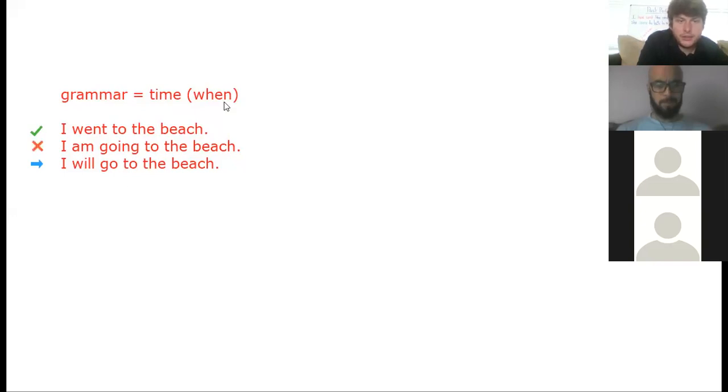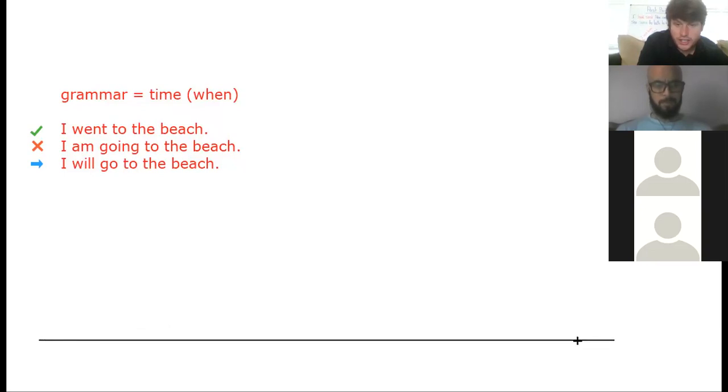So here is what we have, right? We have one sentence in the past, one sentence in the present, and one sentence in the future. So look at what I'm drawing here. This is my timeline, right? The main problem that students have with grammar is they don't understand why they are using the grammar. So they are just trying to memorize words, but you really need to think about what grammar is.